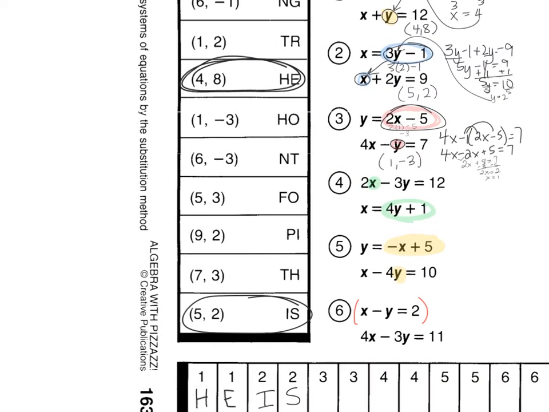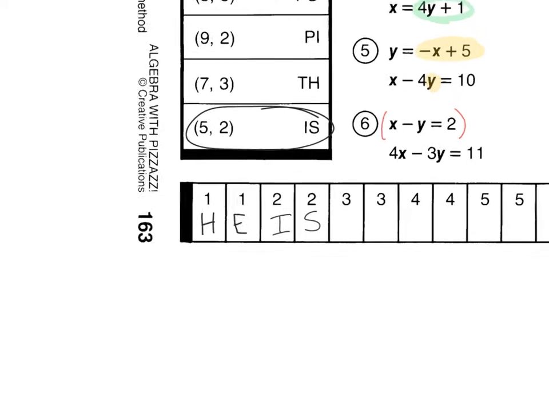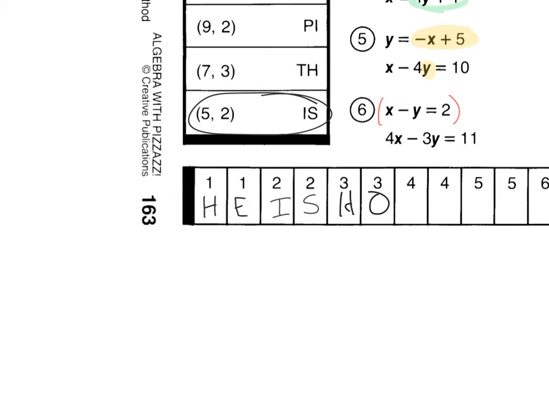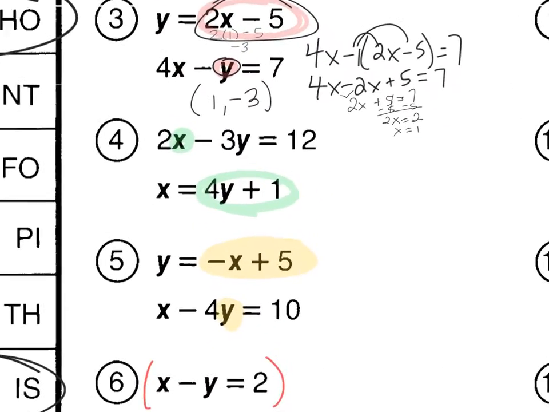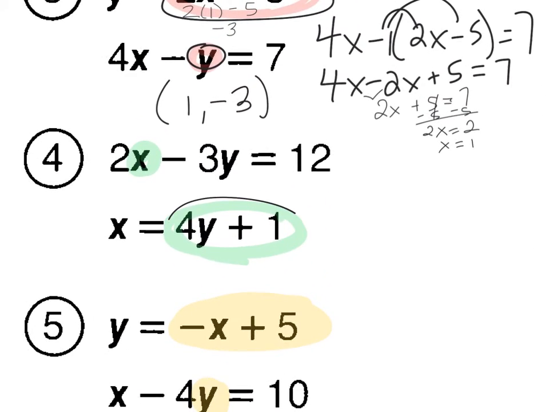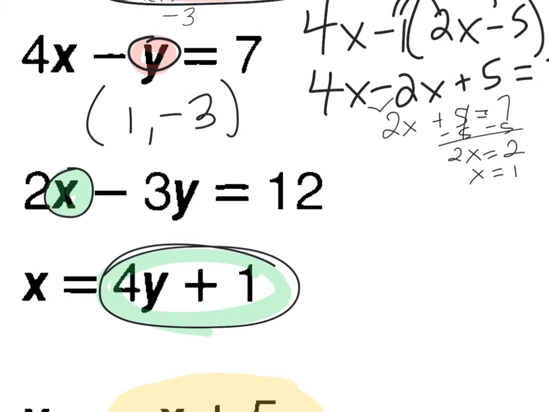So I'm going to go to this side, and here it is. H-O. Okay. This one is substitution. We're going to circle what x equals, plug it in for x. So it's going to say 2, parenthesis, 4y plus 1. So instead of the x, I put 4y plus 1.